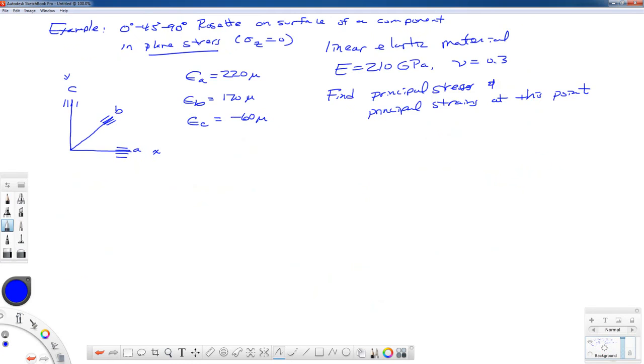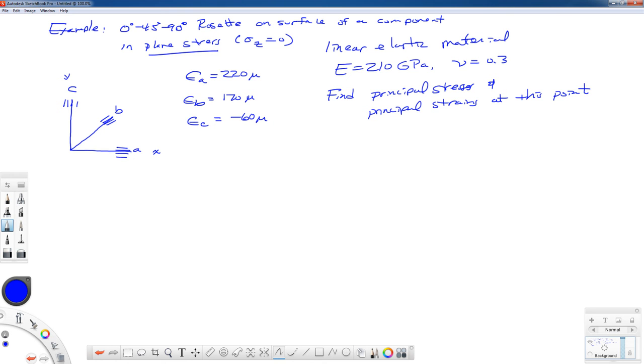Okay, so let's take a look at this example. In this example, we have a 0, 45, 90 degree strain gauge rosette that's been adhered to the surface of a component, and that component's in a state of plane stress, meaning that sigma z is equal to 0. I put the x and the y axis in the plane of the material. This rosette has 3 strain gauges, the A, the B, and the C gauge, and the readings are as follows: 220 microstrain, 170 microstrain, and minus 60 microstrain, respectively, for the A, B, and C gauge readings.